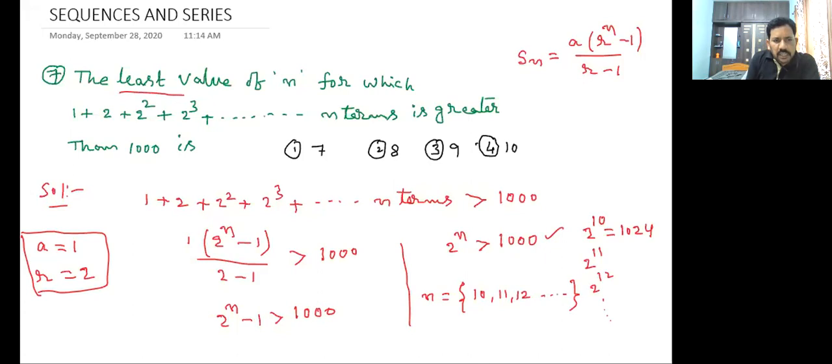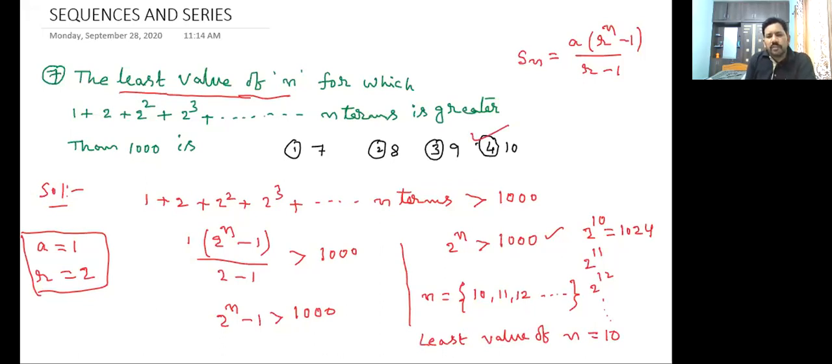But they are asking the least value of n. What is the least value here? 10 only. Least value of n is equal to 10. So which option is correct?